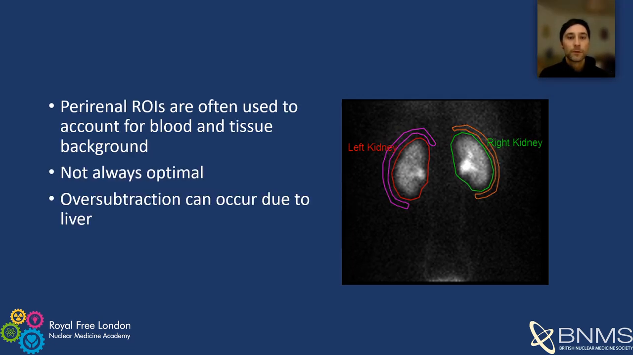Perirenal ROIs are frequently favoured for the subtraction of blood and tissue background. They should be drawn slightly separated from the kidney ROIs to avoid scatter, but they can also be suboptimal, as they may oversubtract from the kidney counts.